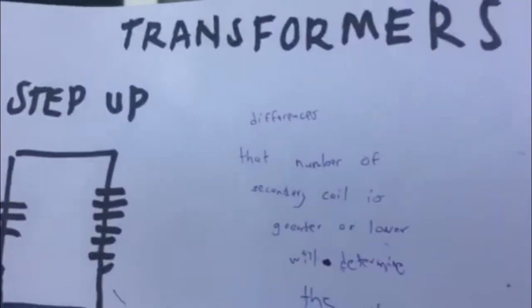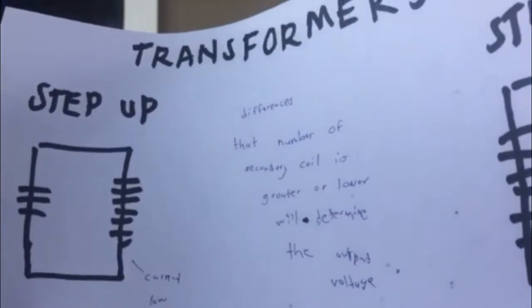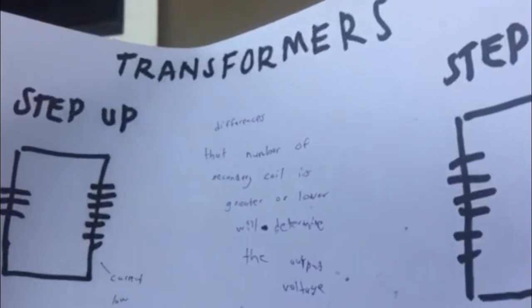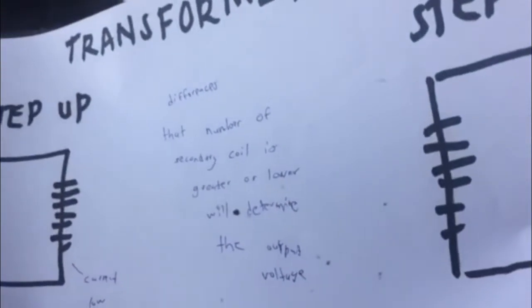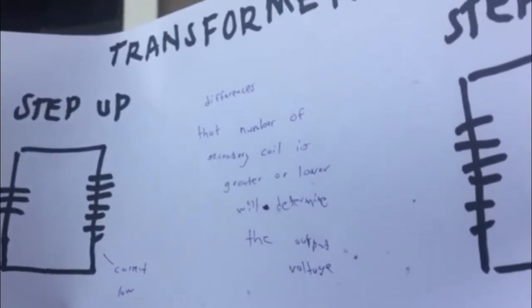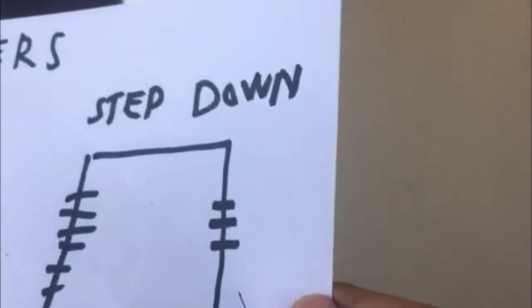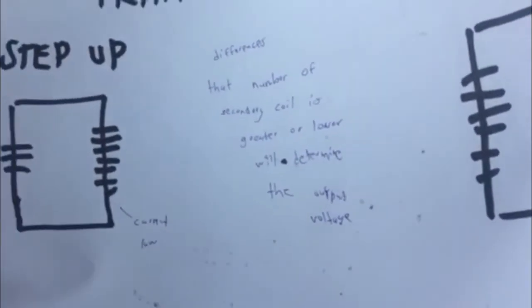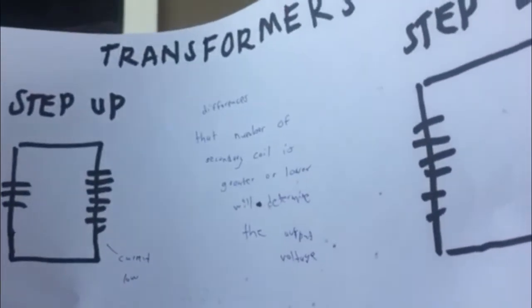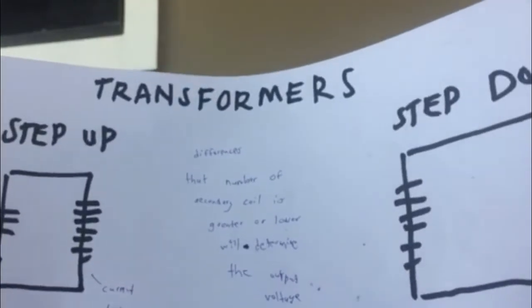As we have learned before, we have two types of transformers, the step up transformer and the step down transformer. So what is the difference between both? The difference is that the number of secondary coils in the step up is greater than in the step down transformer, and of course the greater number of coils in the secondary coil makes the output voltage greater, and the output voltage becomes lower in the step down. And for information, the current in the step up is low, while in the step down the current is high.